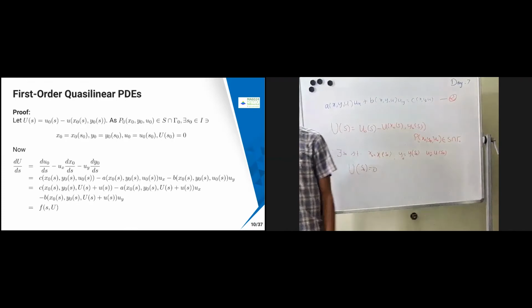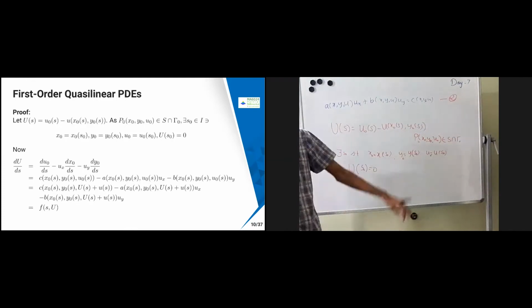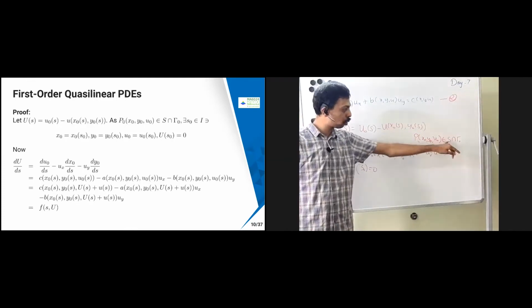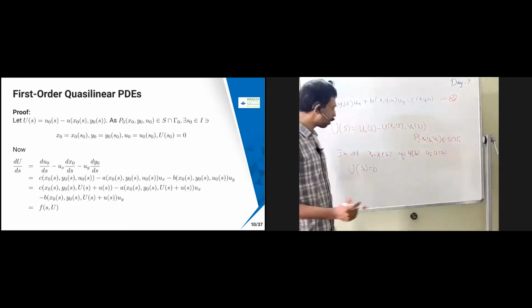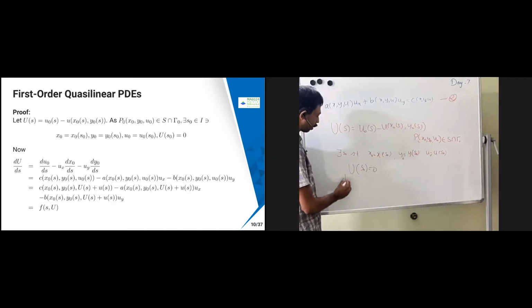S naught belongs to the interval, and P of x naught comma y naught belongs to the intersection. That is the reason. Now, what is du by ds?